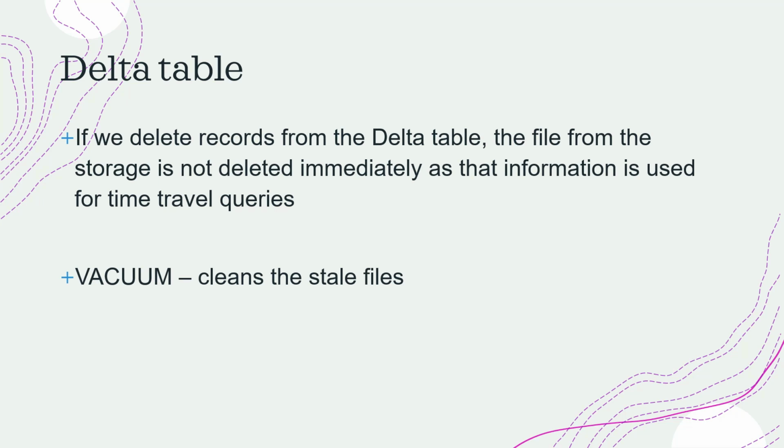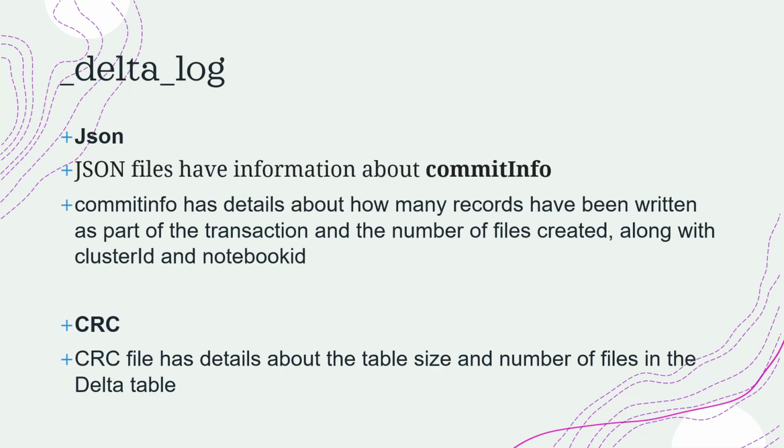So what we looked at is those CRC and JSON files inside the delta log, but what exactly is the information that is stored in them? In the delta log folder, the JSON file has the commit info, which means it has details about how many records have been written as a part of the transaction and the number of files that get created, along with the cluster ID and notebook ID. So it is giving you the entire trail of the transactions that are happening. This is the commit info.